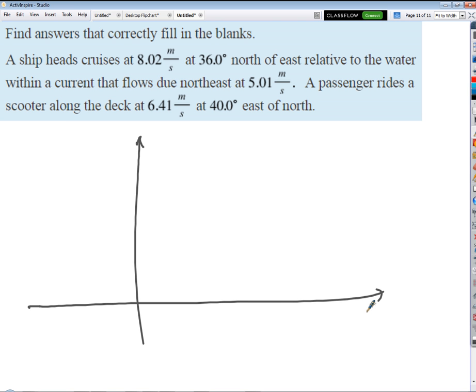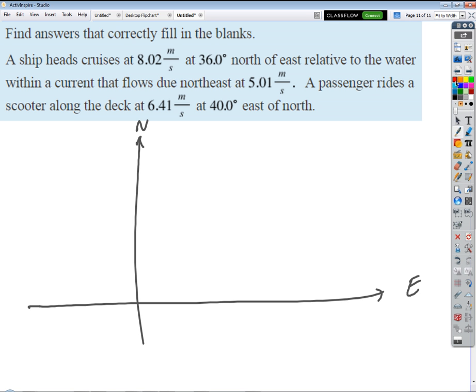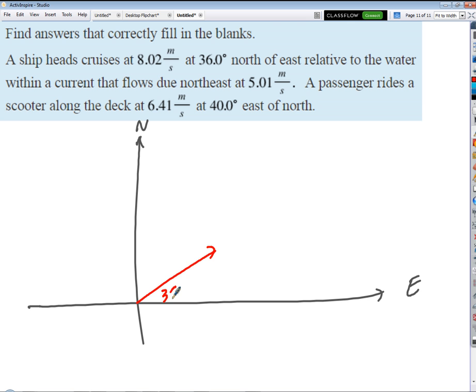Ship heads 8 meters per second at 36 degrees north of east. So that's east and that's north. Does everybody see that means we're starting here and swinging up like that? Yeah. Okay, so let's draw that one in. 36 degrees, and it's 8.02 meters per second. Okay?